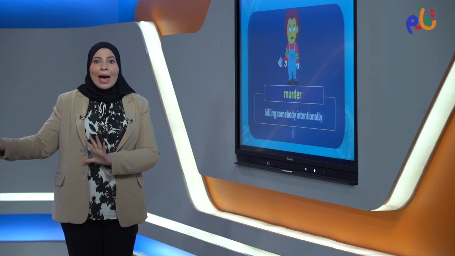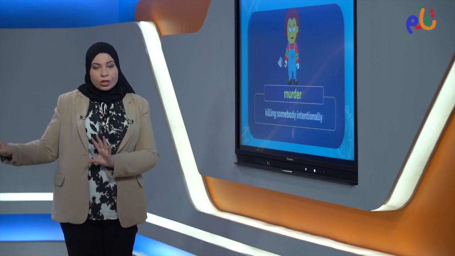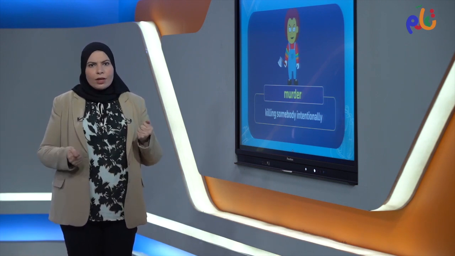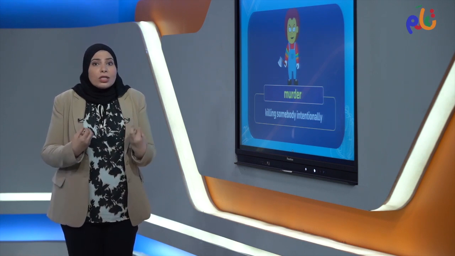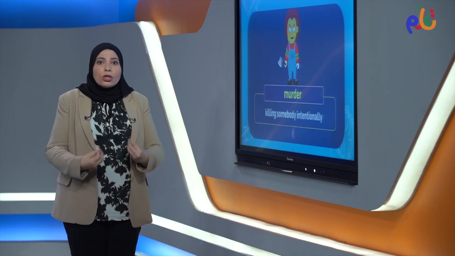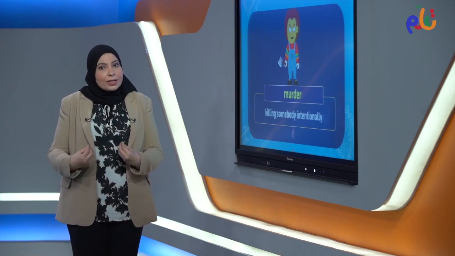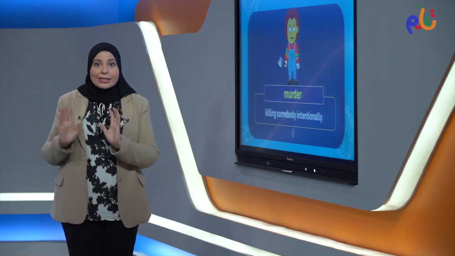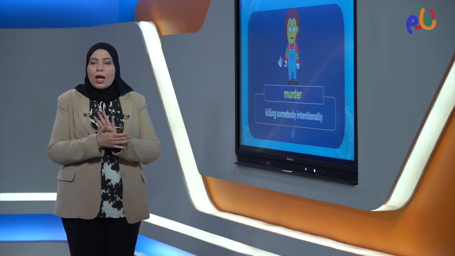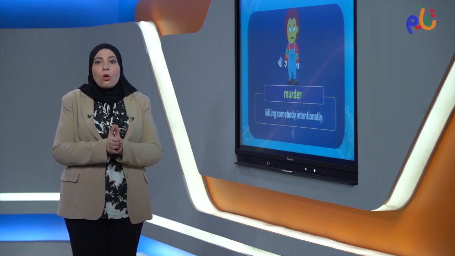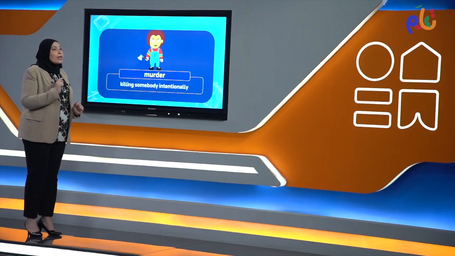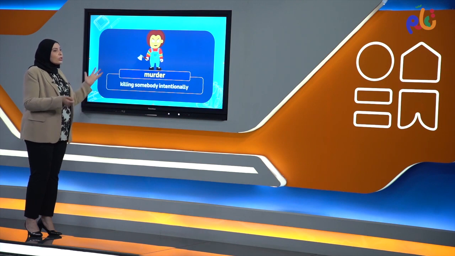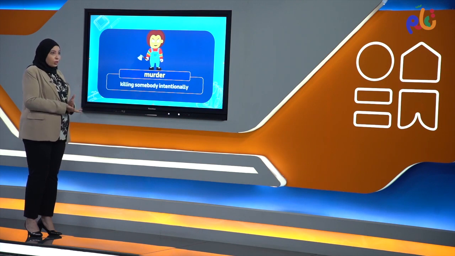It's called manslaughter. So for example, I am driving my car and then I hit someone. I did not want to kill him. I did not want to hurt him. It happened by accident. So in this case, I didn't want it, so it's called manslaughter. But if I planned for it, if I knew and I wanted to end his life, this is called murder.